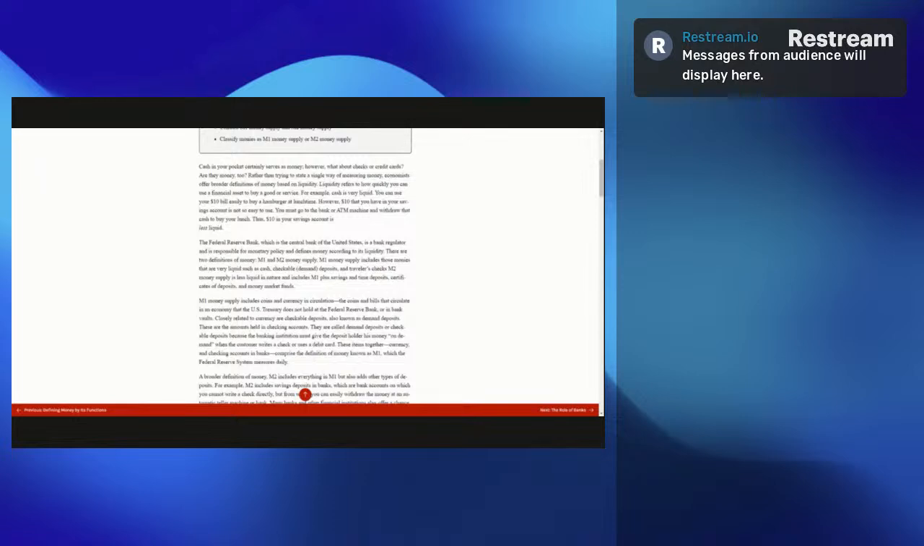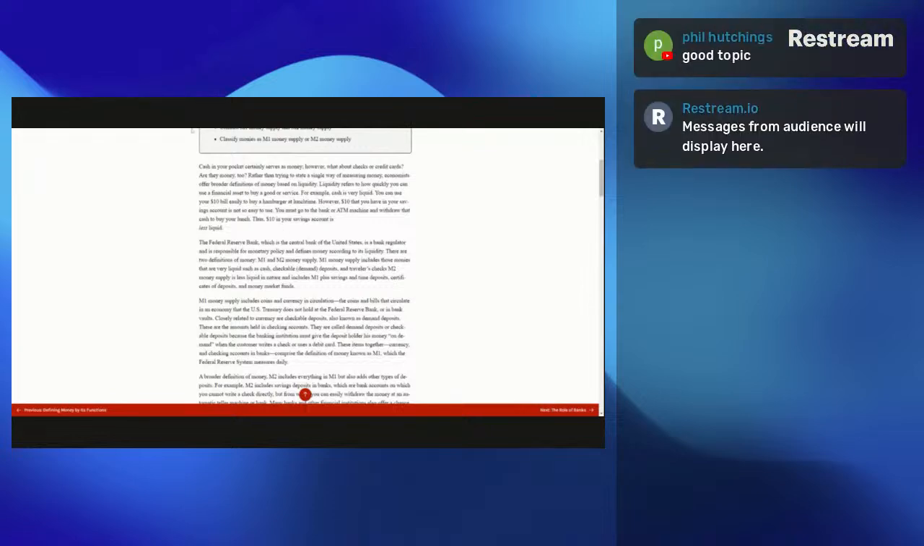According to this document, and this is consistent with many others, M1 money supply includes the monies that are very liquid, such as cash, checkable demand deposits, and travelers checks. M2 money supply is less liquid in nature and includes M1 plus savings and time deposits, certificates of deposit, and money market funds. We're particularly interested in M2. We think this corresponds more closely to the central bank money printing, but it also includes M1. M2 encompasses M1 as well. And there you have it.